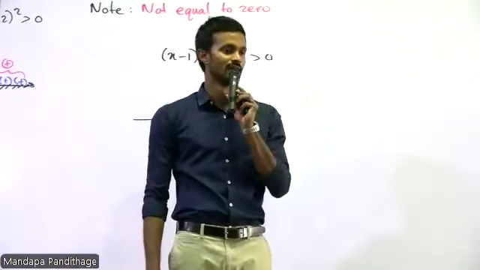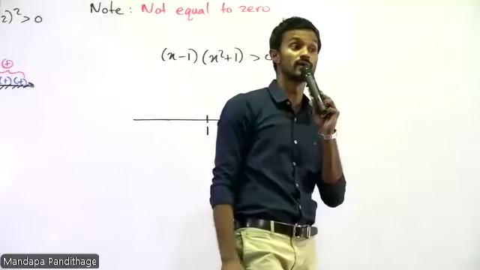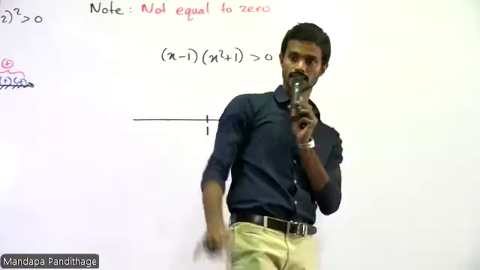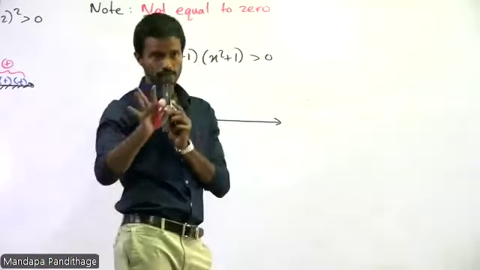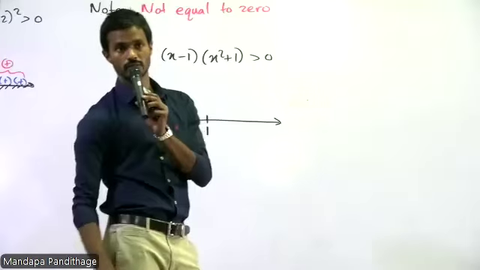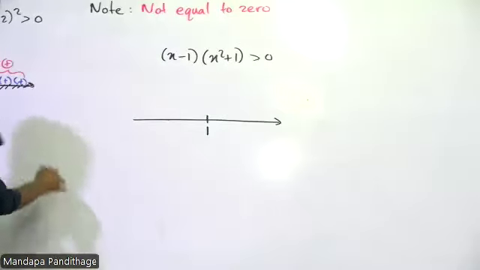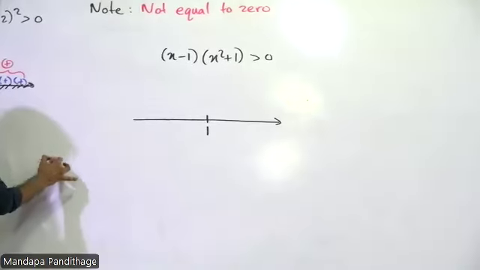Clear? Okay. Now tell me, we have x squared. x squared is always positive, but it can be zero, no? Why can it be zero? Because when you square zero, it's zero. So x squared is not greater than zero. It's greater than or equal to zero. So when it is x squared, it's greater than or equal to zero.